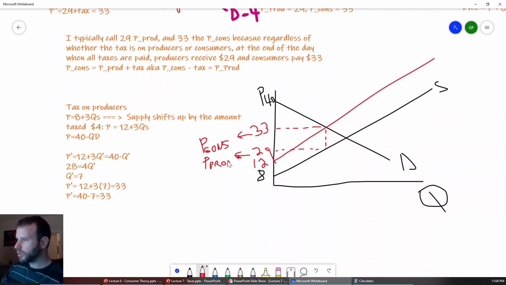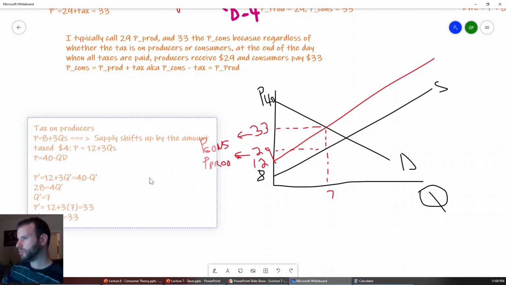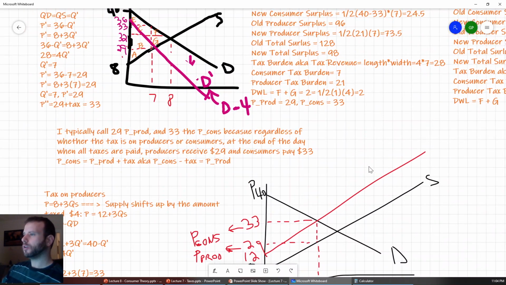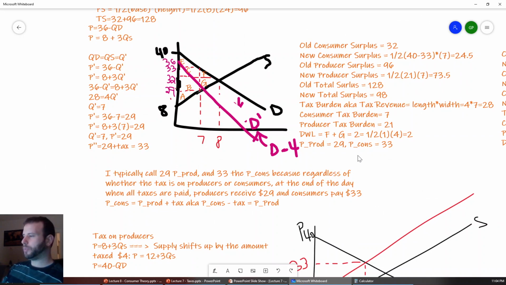Okay. So that looks mighty familiar now. So we have a P cons of 33, a P prod of 29, an equilibrium quantity of 7. Huh. Where have we seen this before? Well, gee whiz. If we go up here, what do we got? We got P prod of 29, a P cons of 33, an equilibrium quantity of 7. We have the same thing. This is the same exact graph.